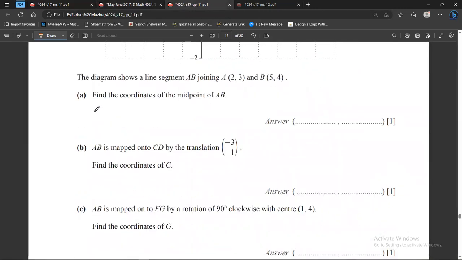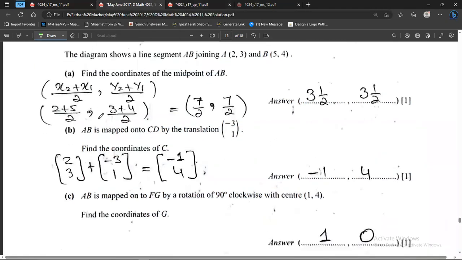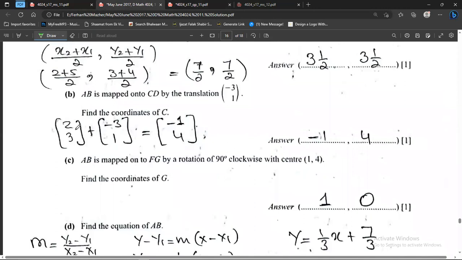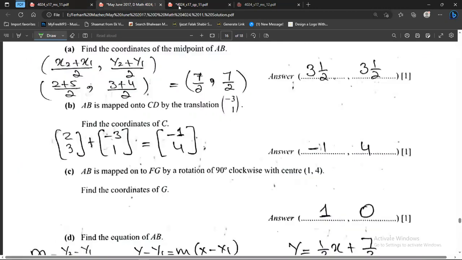Okay. Now question number 22 and its B part. He says AB is mapped onto CD by a translation of -3, 1. Find the coordinates of C. So A is going onto C. You know, object plus the translation matrix equals the image. The object is 2, 3, and the translation matrix is -3, 1. Just add them up, you get the image. That will be -1, 4. So the coordinates of C will be -1, 4. And that is the right answer, sir.